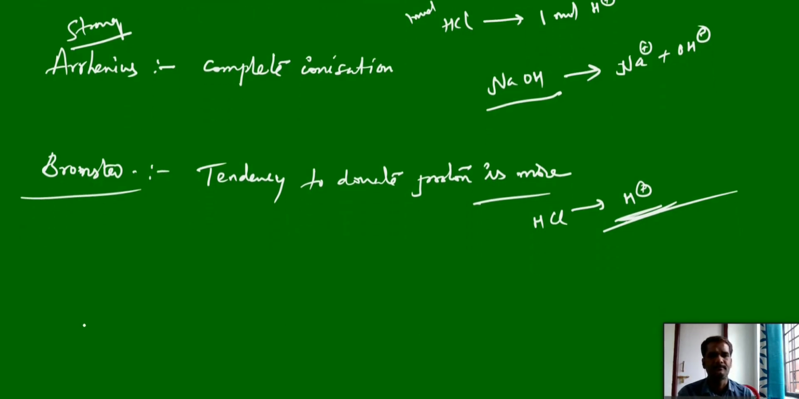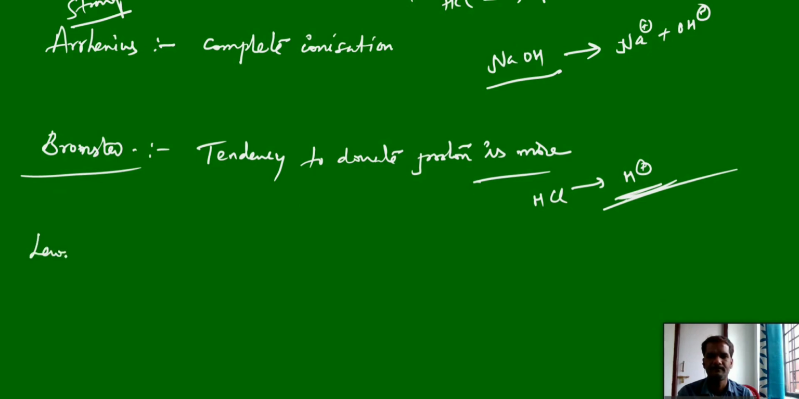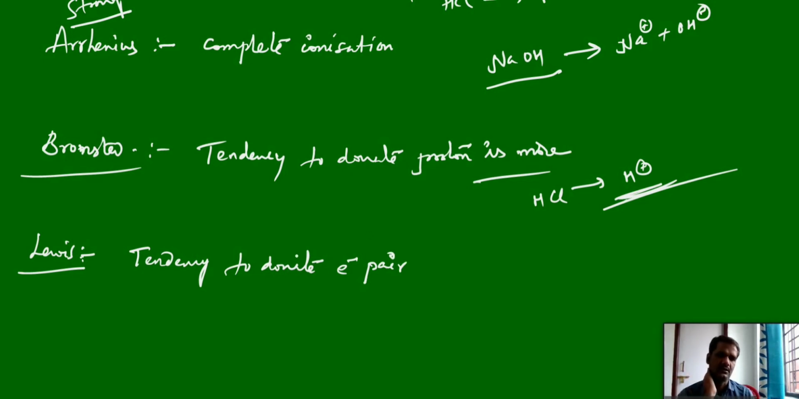Similarly, Lewis. According to Lewis, there is a tendency to accept a pair of electrons or a tendency to donate an electron pair. If a substance donates the electron pair effectively, we can say it is a stronger base, or if it accepts the electron pair effectively, we can say stronger acid. That's it. Understood? Yes, sir. Thank you.